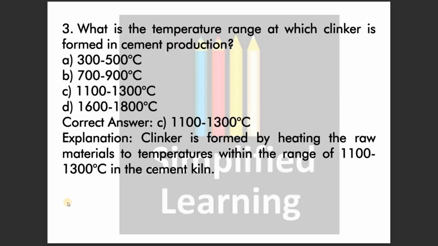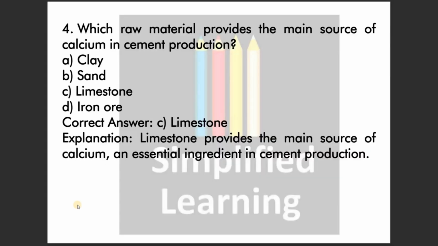Then, the temperature range at which clinker is formed in cement production. The correct answer is 1100 to 1300 degrees Celsius. The explanation being, clinker is formed by heating the raw material to a temperature within the range of 1100 to 1300 degrees Celsius in the cement kiln.